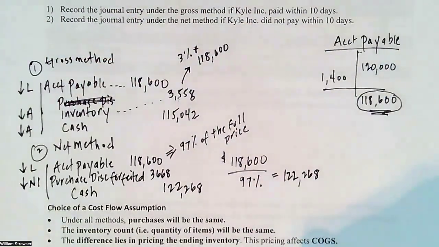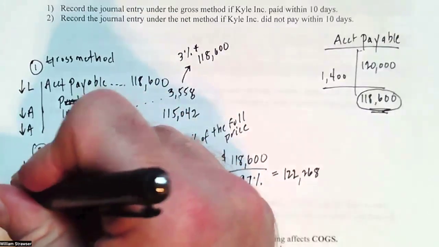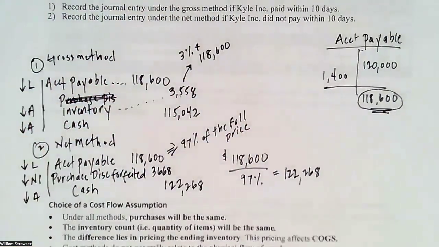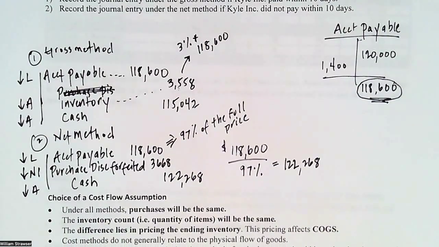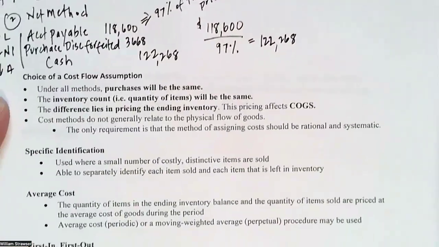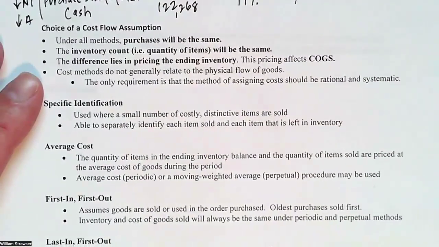The debit to accounts payable reduces the liability, and the credit to cash reduces my assets. Right, so that's the cash discount piece of it, and paying the actual payment of inventory on credit. Now we can move into cost flow assumptions.